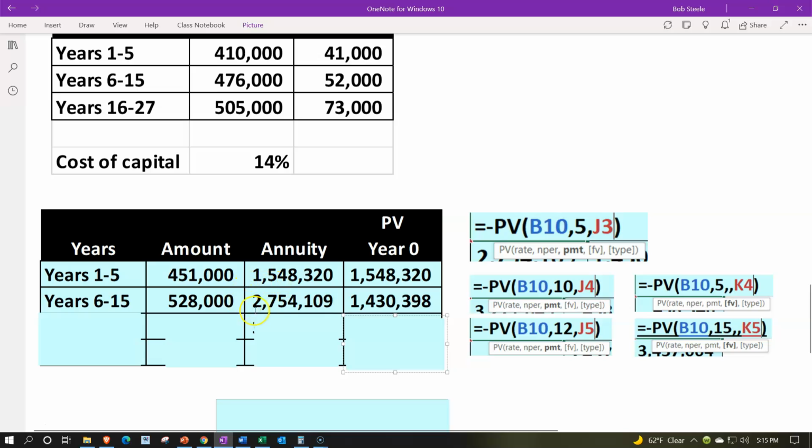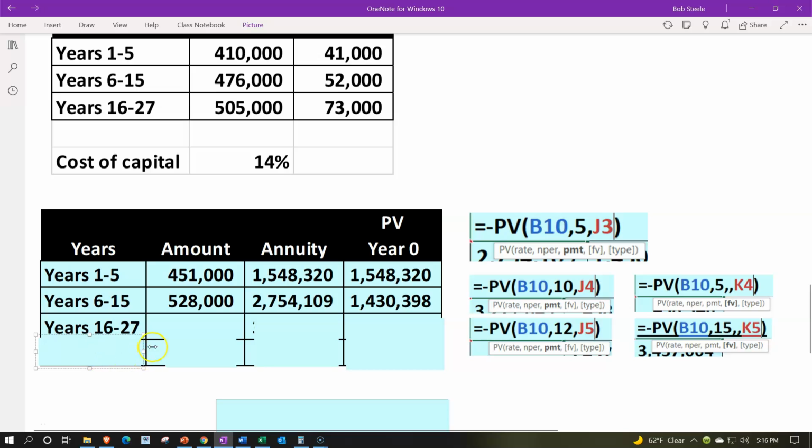So this then is a present value of 1 calculation. We'd have to bring back to period 0 using this formula, present value of 1 calculation, which would be the rate 14%, comma, number of periods 5, because we're bringing it back 5 periods to get it, and then comma, comma, because it's not an annuity this time, present value of 1, and then the future value would be that $2,754,109 to get us to the $1,430,398.